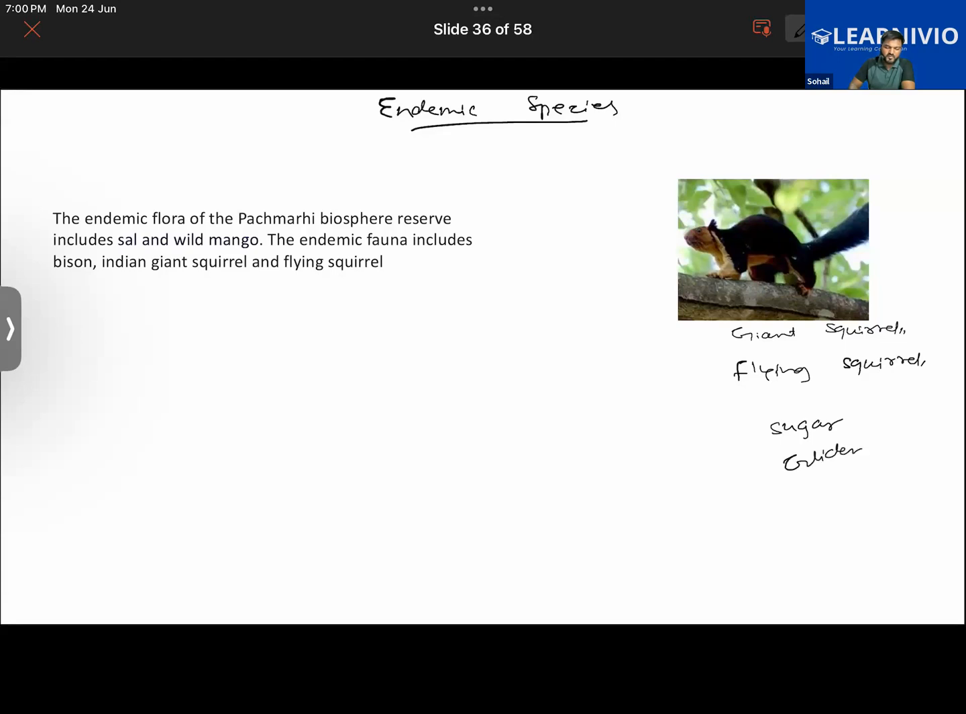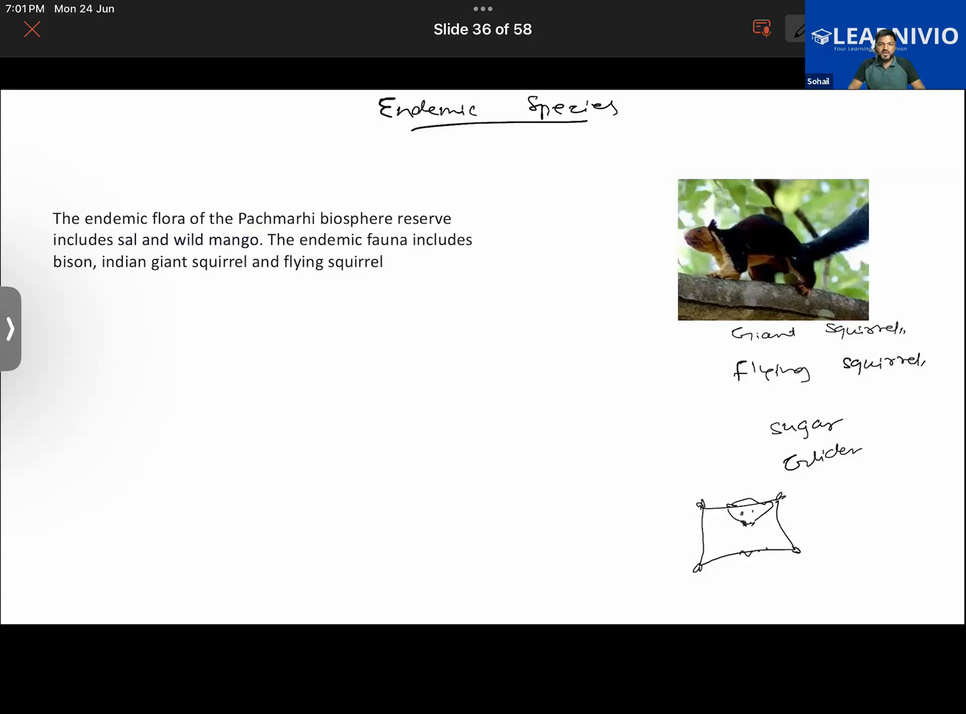Okay, we're talking about sugar gliders. Sugar gliders are kind of different. When they are flying, they stretch their hands and legs and look like a kite. They fly and land on your hand, like this.